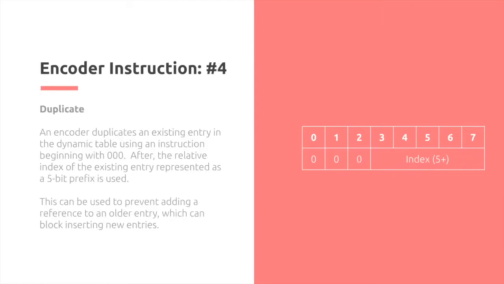Now we also have this concept of a duplicate. This is our fourth instruction. An encoder duplicates an existing entry in the dynamic table using an instruction beginning with 0, 0, 0. This is used to prevent adding a reference to an older entry, which can block inserting new entries. If an entry is about to be evicted, we can choose to use a reference which will duplicate that entry, but then it may allow other entries to be evicted.